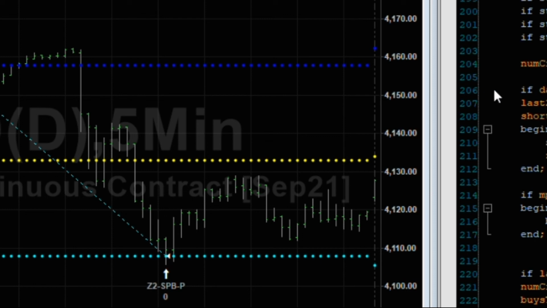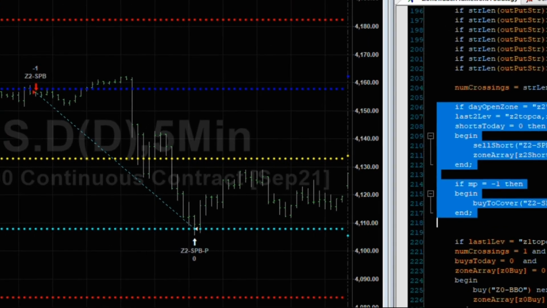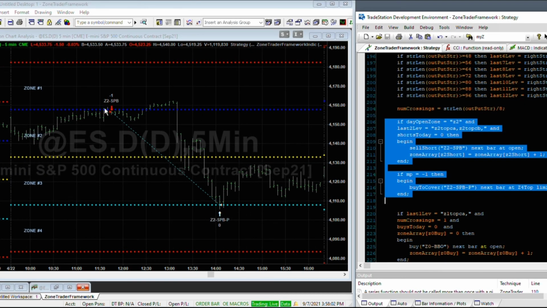That's all the code it required for us to monitor that sequencing. Zone 0 opening, zone 2 opening, crossing zone 2 top from above and below it, and then taking a profit at the zone 4 top. Okay, that was just an introduction to the Zone Trader framework.